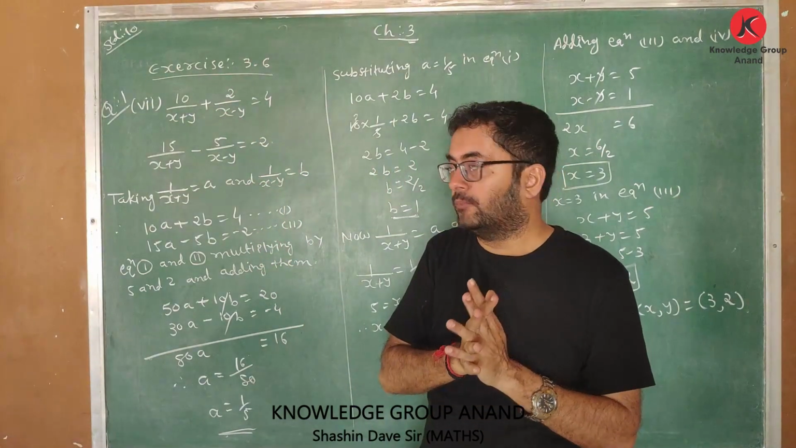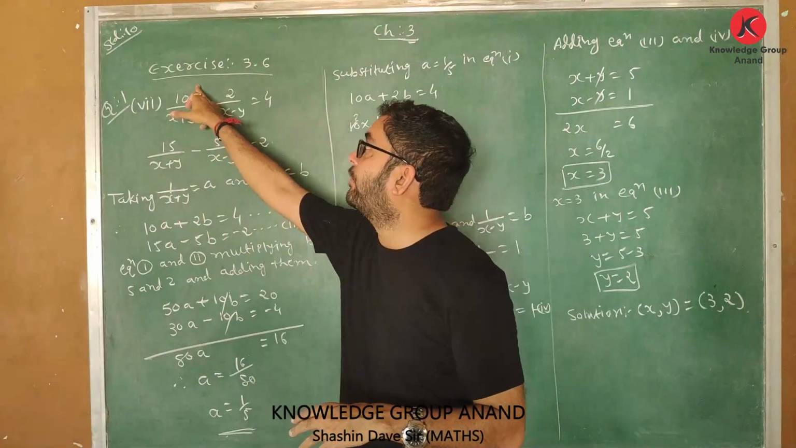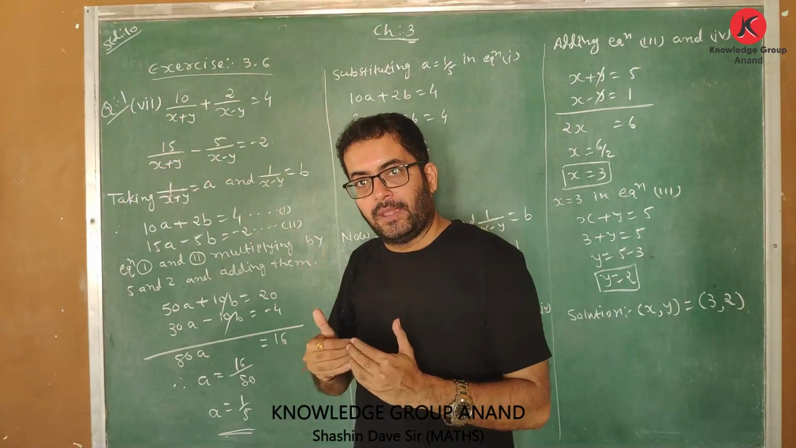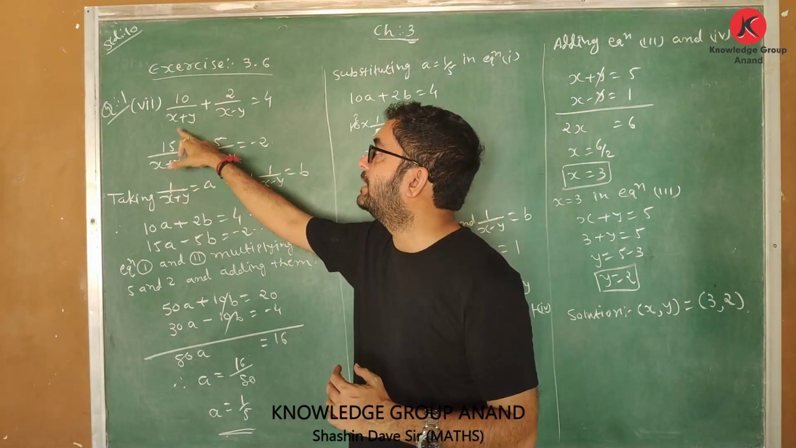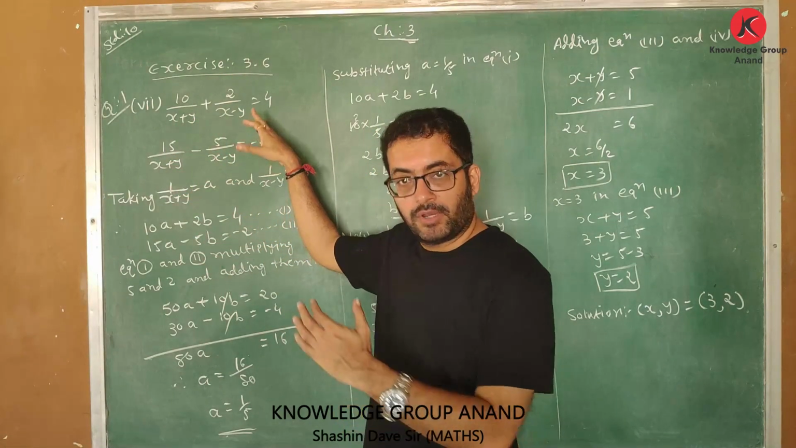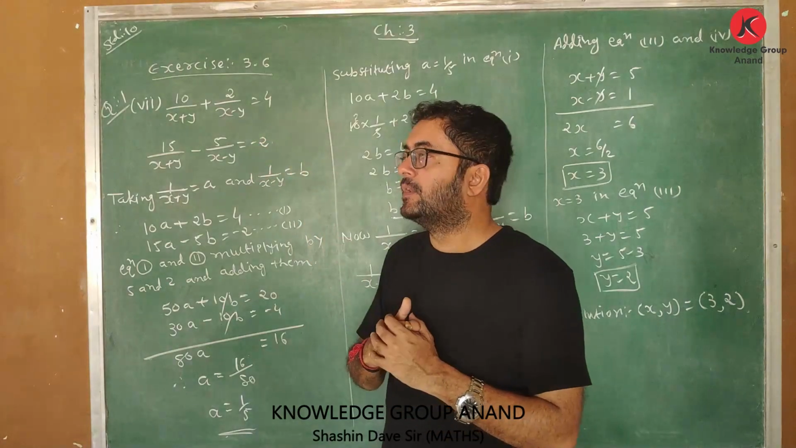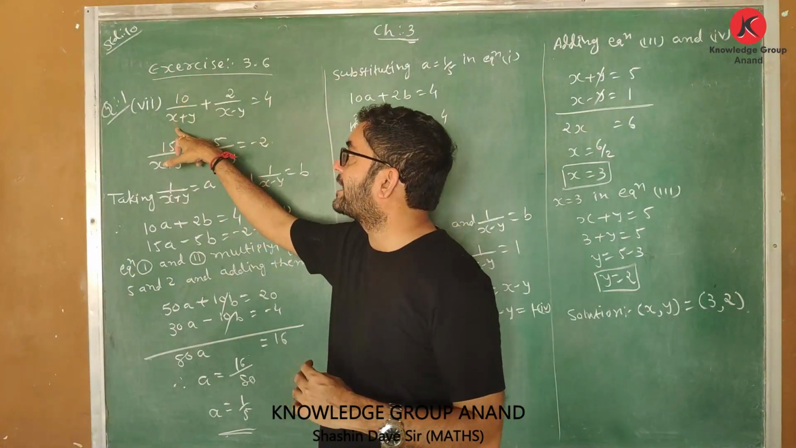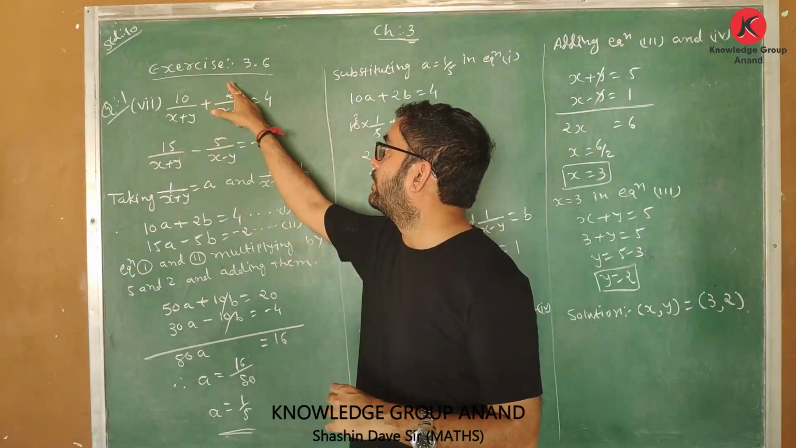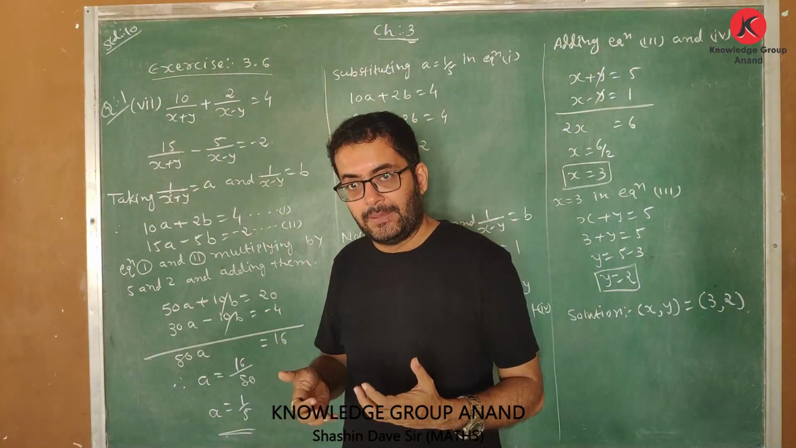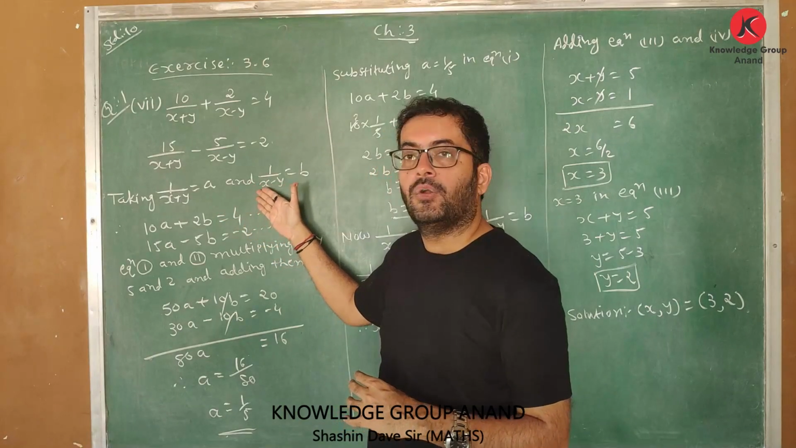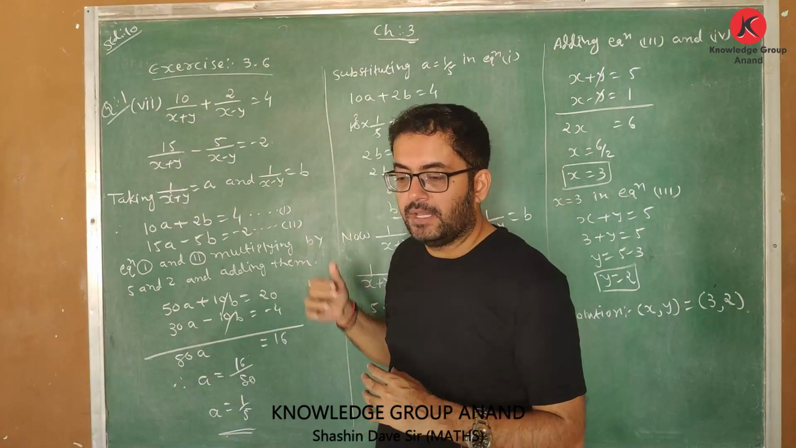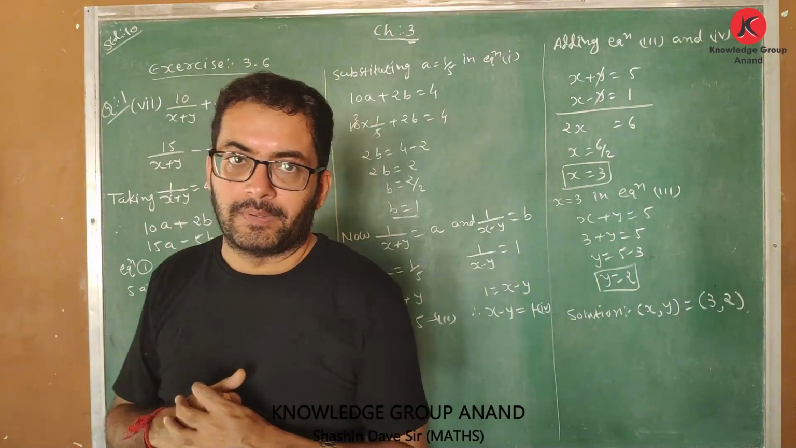So be very careful. Here I will take 1 upon x plus y is equal to a and 1 upon x minus y is equal to b, because 1 upon x plus y is common in the first term and 1 upon x minus y is common in the second term. So again, I will take 1 upon x plus y as a and 1 upon x minus y as b. After considering this, our equation will become much simpler.